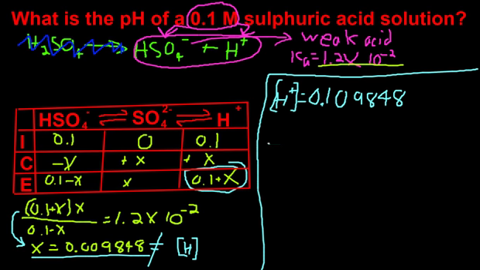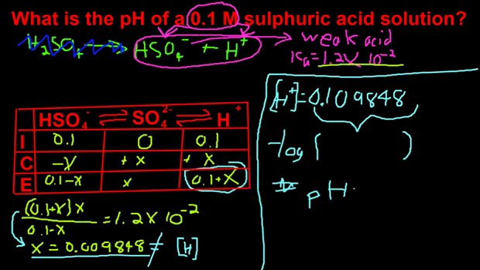And take the negative logarithm of this, and just put that down in there, and you're going to end up with an answer of the pH is equal to 0.9592. That's polyprotic acids.